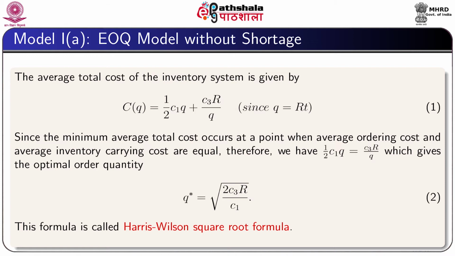This formula was developed by F. W. Harris, and also by R. H. Wilson at about the same time. That is why the formula is called the Harris-Wilson square root formula, and the model is called the Harris-Wilson model.